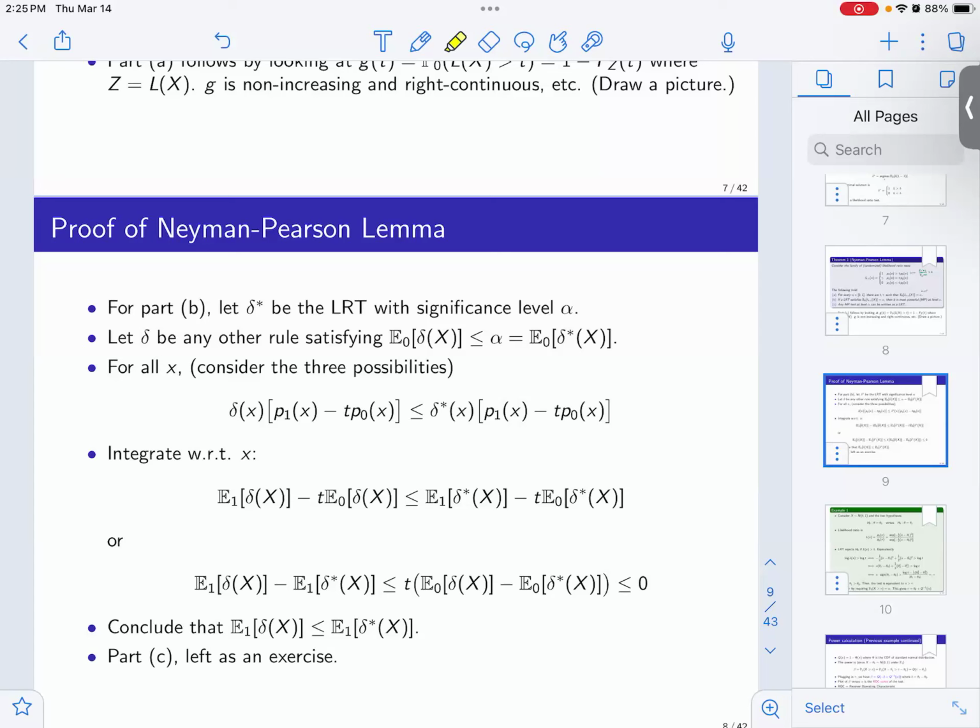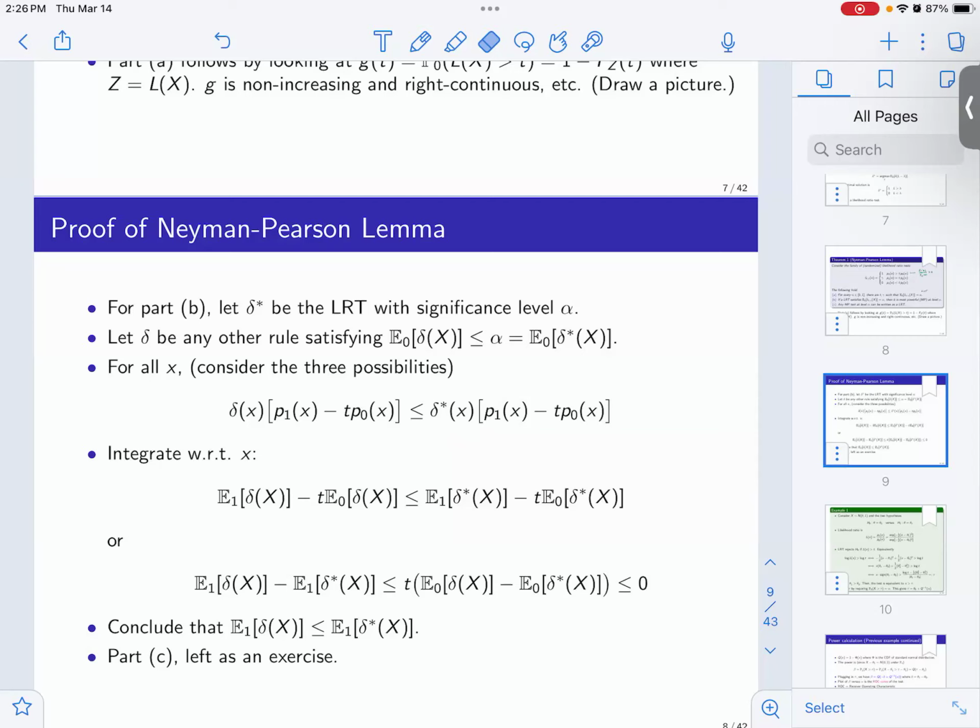So for any x for which this is strictly bigger than 0, this would be 1 by assumption. And I can drop both sides, so this cancels out. This is delta x is less than or equal to 1, which is true. If it's less than, sorry, less than 0, then this would be 0. And when I cancel this term, the inequality is flipped, and I get delta x is bigger than or equal to 0, which is true. And if this is equal to 0, then both sides are 0, so this holds. Okay, so this inequality holds.